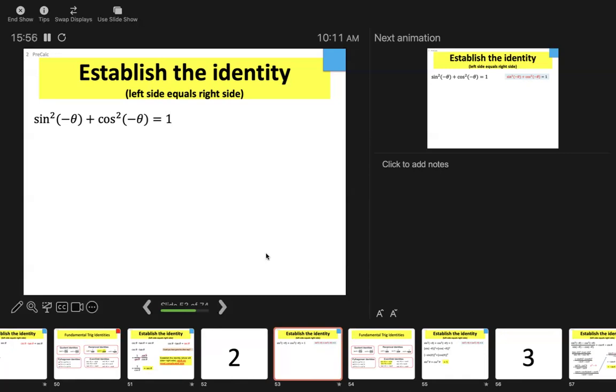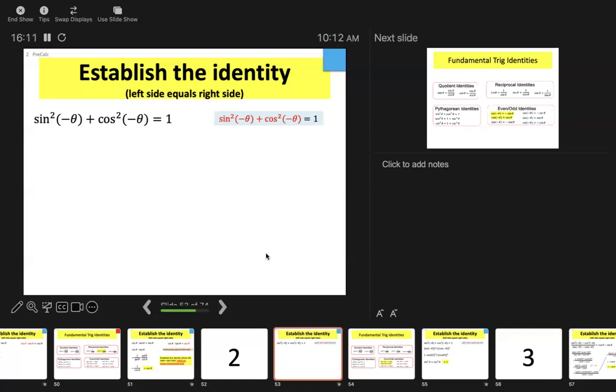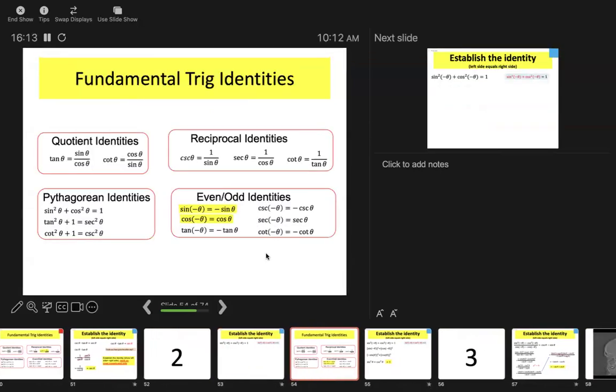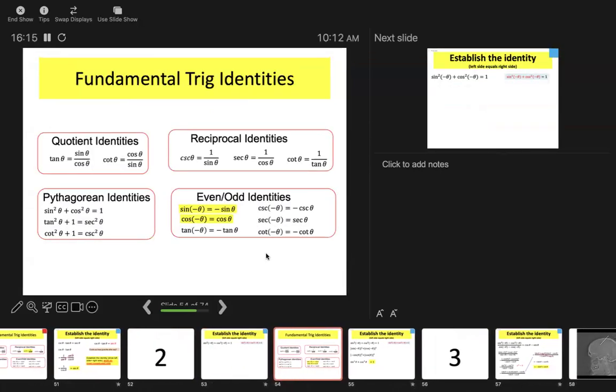By the way, there's plenty of identities, but of the ones that we've done, sine of negative theta... what those are called, even and odd. We have the even and odd identities, these ones right here, which say that if you have sine of negative theta, the negative goes to the front. If you have cosine of negative theta, you just completely get rid of it. So we could use that.